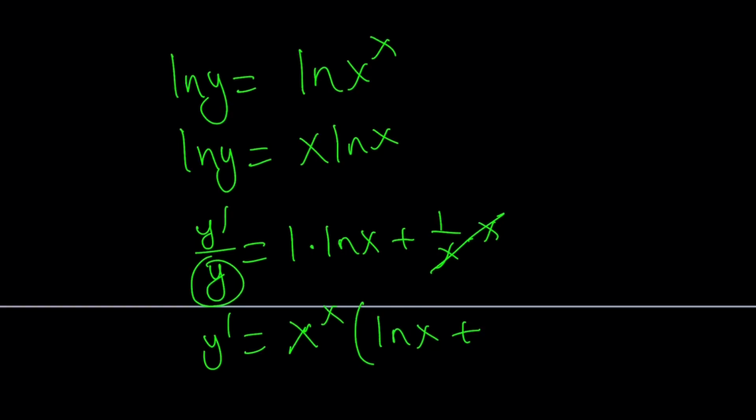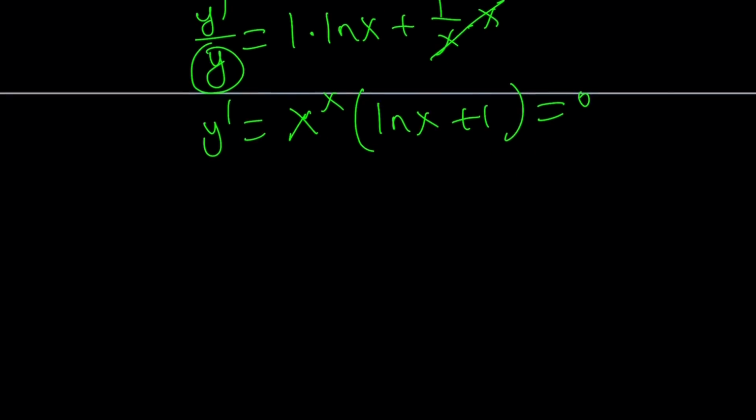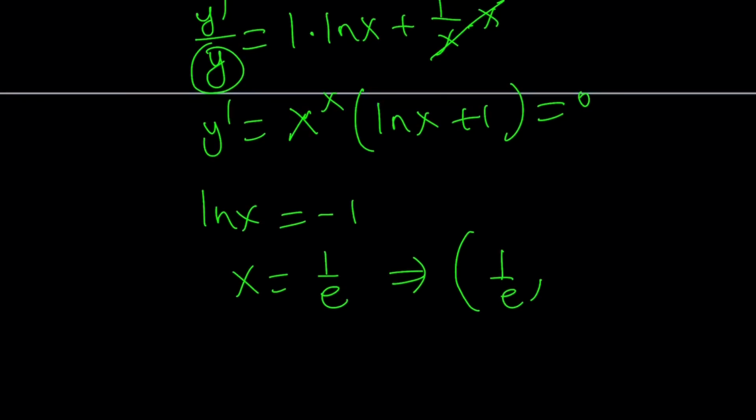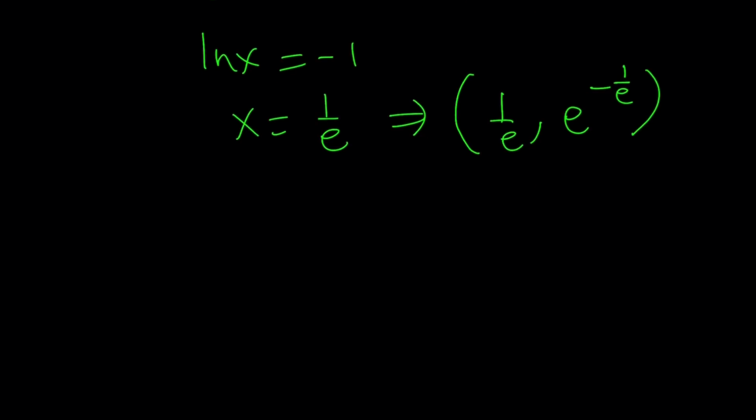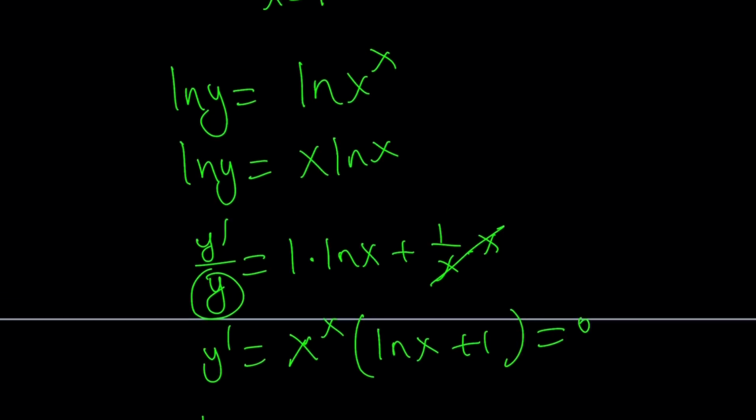This becomes 1, and y prime becomes y times this, which is x to the x times ln x plus 1. When you set it equal to 0, you get ln x equals -1, which means x equals 1 over e. And then if you plug in 1 over e, you get 1 over e, comma, 1 over e to the power 1 over e, which is e to the power -1 over e. So that point is actually a minimum point on the graph, because if you remember the graph of y equals x to the power x, it kind of looks like this. And it makes a minimum at this point. But what happens when you have a horizontal line? That's what we're going to look at right now.